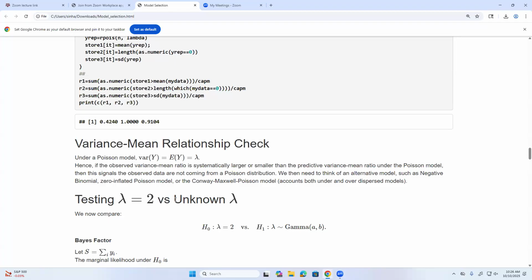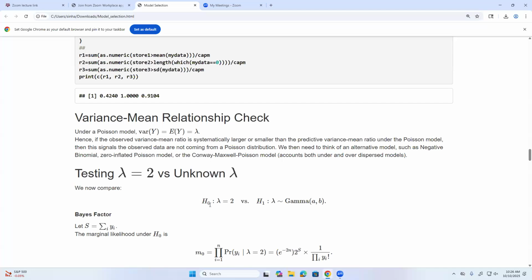And between these two models, I want to choose the best model. How will I do that? So I will do that using Bayes factor. So let us calculate the Bayes factor and see what happens. So we have two models, two competing models. One where lambda equal to 2, and the other where I do not specify lambda equal to 2, but I say lambda is unknown, and we assume this prior distribution for lambda.